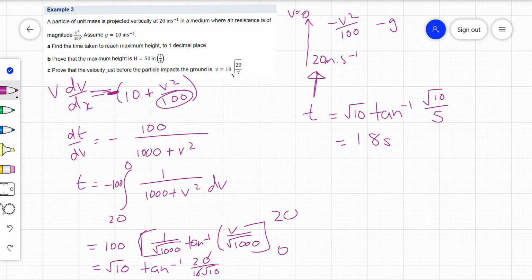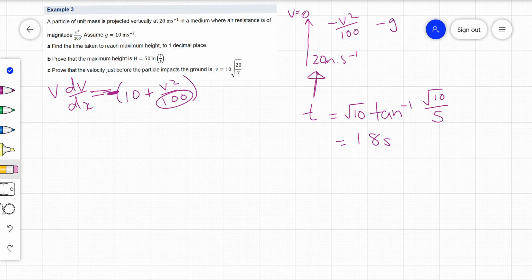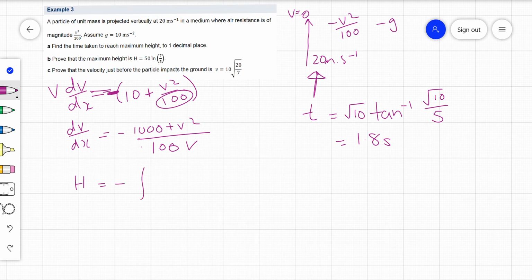So everything is the same except, well, nothing's the same now, so get rid of that. So v dx is equal to minus, remember this is times 100 if I want it all on 100, and I'm dividing by v as well, and I am going to tip that upside down and make that an h. So this is going to be, with respect to v, where am I going? I'm going from 20 to 0, aren't I? Same as before, but I've tipped this upside down, so I've got 100v on 1000 plus v squared.